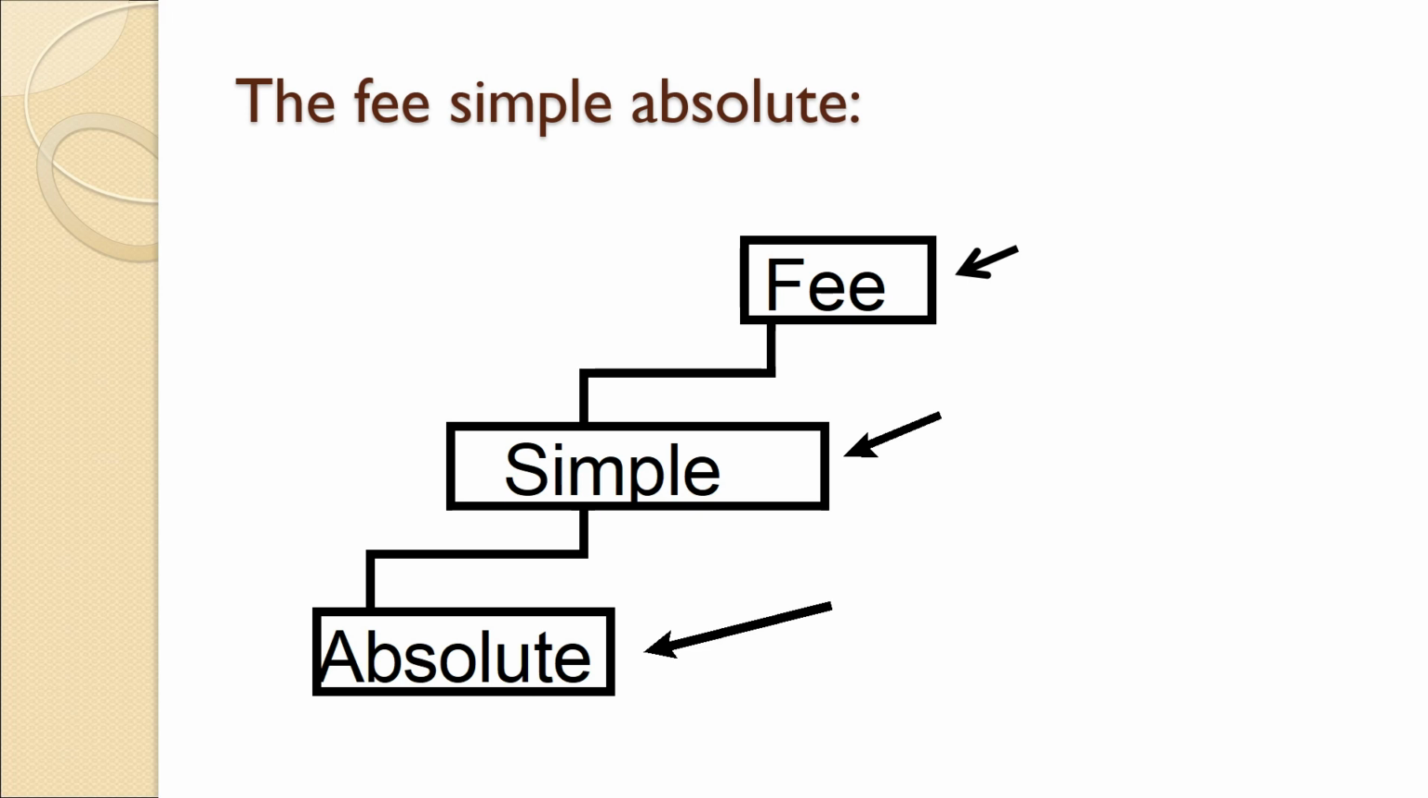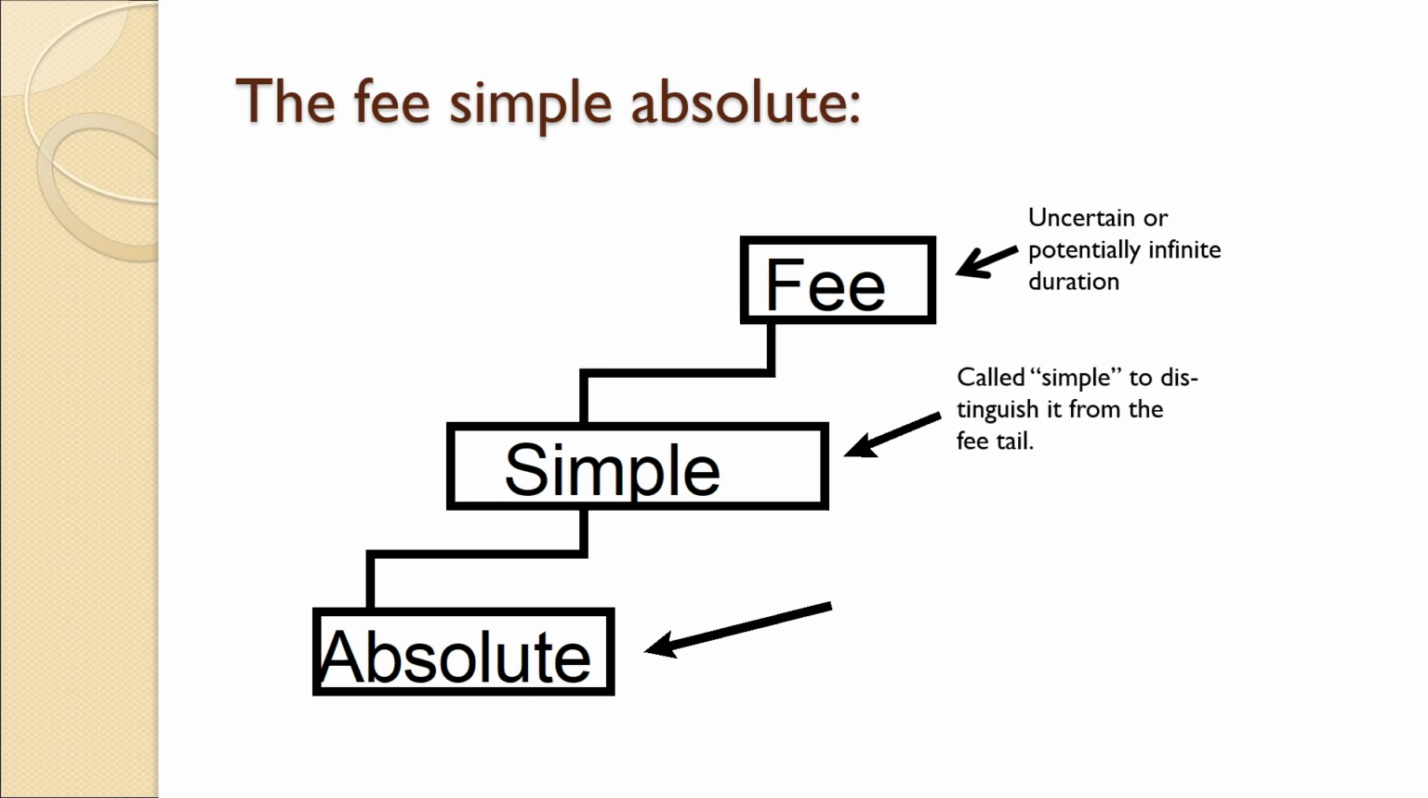Now, you'll hear the term fee simple absolute many times in your law school career and in law practice. So it's worth spending a minute to think about what each of the words in the term fee simple absolute mean. Just to review, a fee is an estate that has either uncertain or potentially infinite duration. If it's a fee simple, that's to distinguish it from a fee tail, that is, one of those estates that was designed to stay in someone's family. And if it's absolute, that means it's not defeasible. In other words, it will have actual and not merely potential infinite duration.